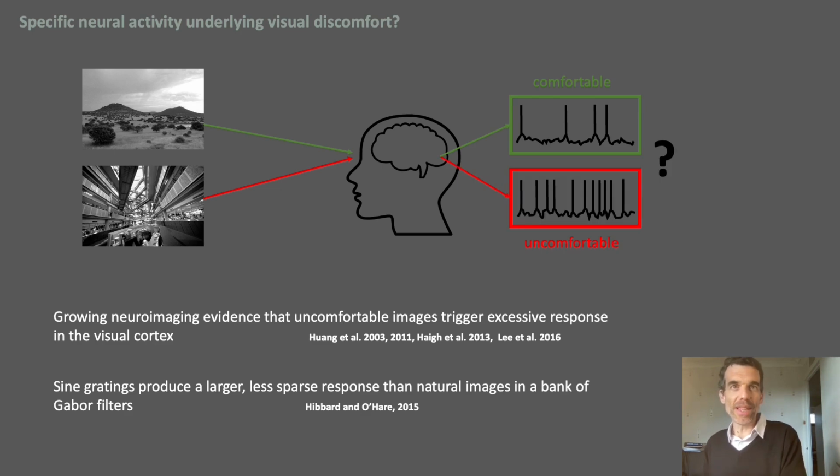There is growing evidence from neuroimaging studies that uncomfortable images produce an excessive response of the visual cortex. On the computational level, Haigh and Olivier have shown that sine gratings, which are visually uncomfortable to look at, produce a larger and less sparse response in a bank of Gabor filters.